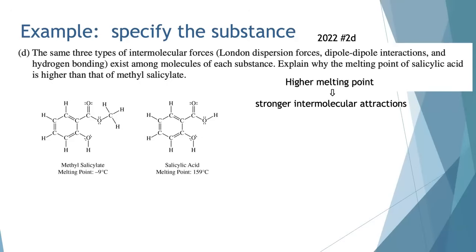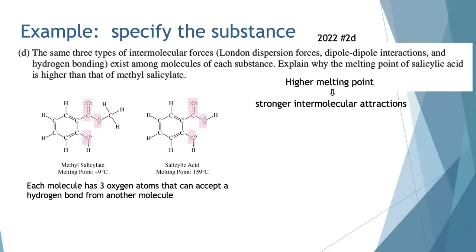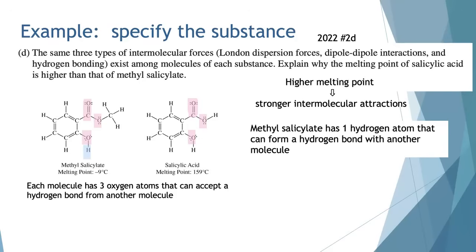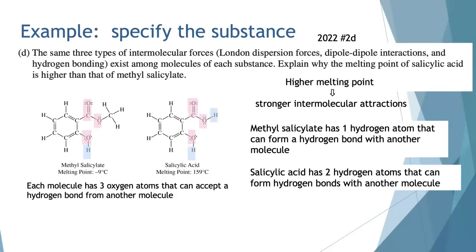Now, the gist of this question was really that higher melting points are a result of having stronger intermolecular attractions between the molecules. So we need to compare what's going on in these molecules. See that each molecule has 3 oxygen atoms that could accept a hydrogen bond from another molecule just like it. So that's not going to help us. But when we look at methyl salicylate, it has 1 hydrogen atom that could form a hydrogen bond with another methyl salicylate molecule. Salicylic acid, however, has 2 hydrogen atoms that could form hydrogen bonds with another molecule.